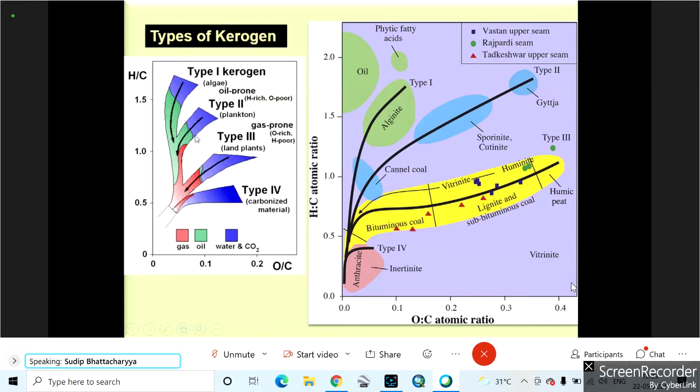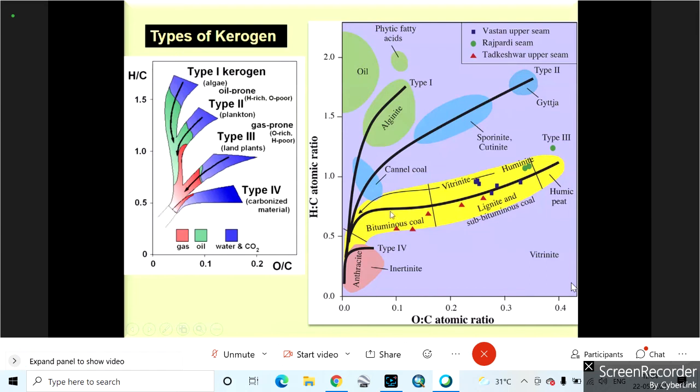With that, some gaseous areas are there between type 2 and type 3. Gas. And type 4 is totally carbonized material. So you are not getting any oil and gas from there. It is totally aromatic carbonized material.